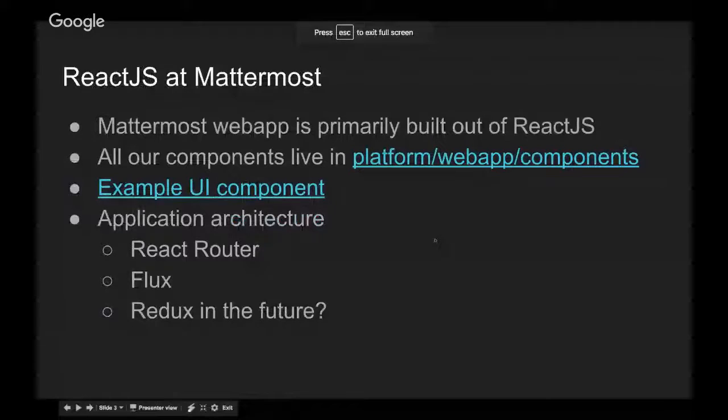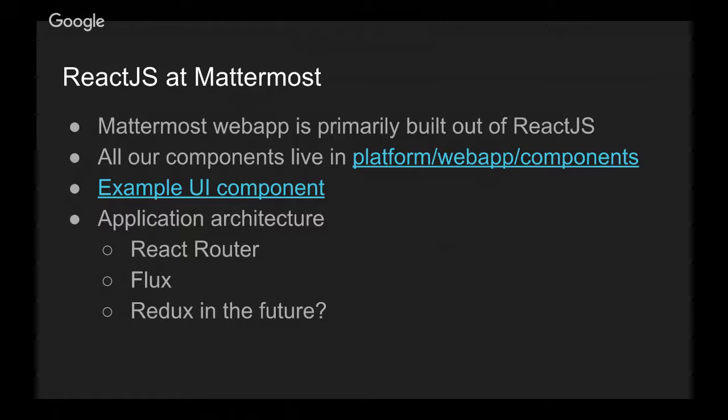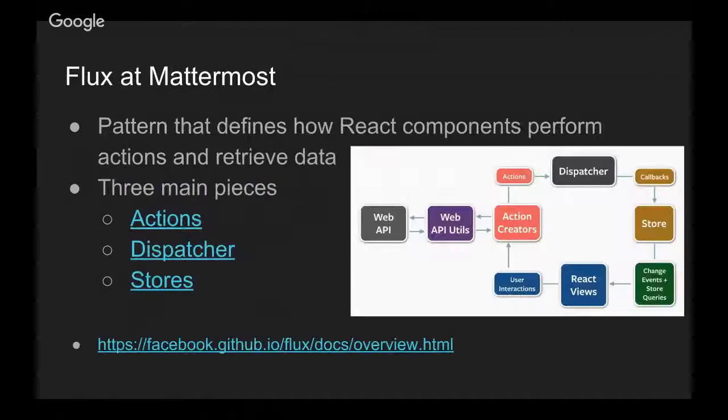Okay, so we talked about the example UI component, and now we can talk about the architecture a little bit. ReactJS is great, but by itself, it's not enough. So at Mattermost, we use two more things. First, we use React Router, which lets us be a single page app. I have a slide on that coming up. And then also we use Flux, which is basically a pattern for how data is handled and how actions occur, which I'll talk about next.